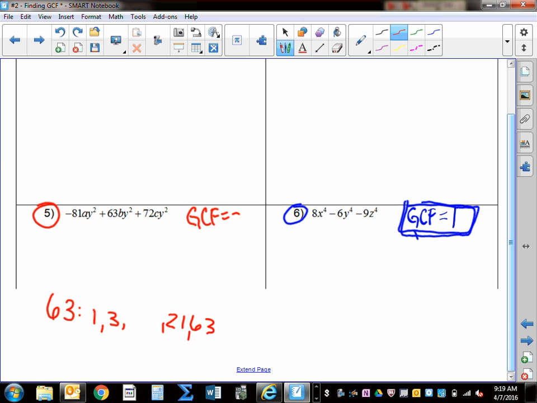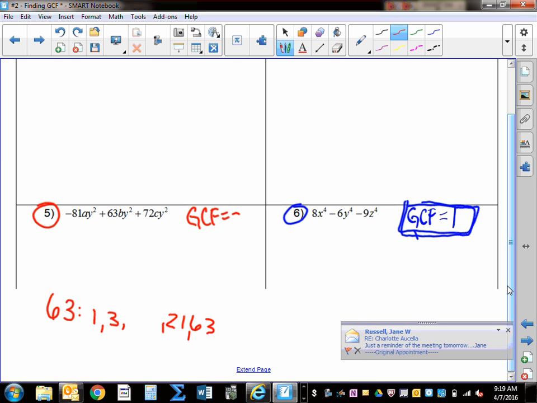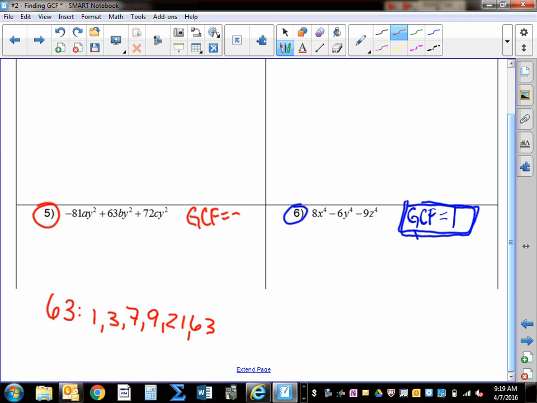Does 6 work? 6 times what gives you 63? Does 6 work? Doesn't work, does it? Okay, so 6 didn't work. What about 7? 7 and 9. And we know 8's not going to work, so we don't even have to check that.